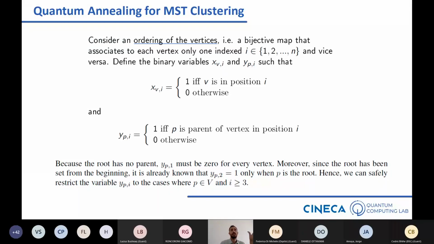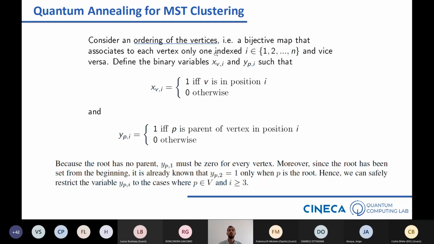So, first of all, I consider an ordering of the vertices inside my graph, and the ordering reflects the structure of the tree that I'm looking for. So the root will be indexed 1, then the children of the root are going to be 2, 3, or 4, and so on, and the leaves that are far from the root are going to be n and n minus 1 and so on. So that's what I mean by ordering of the vertices.